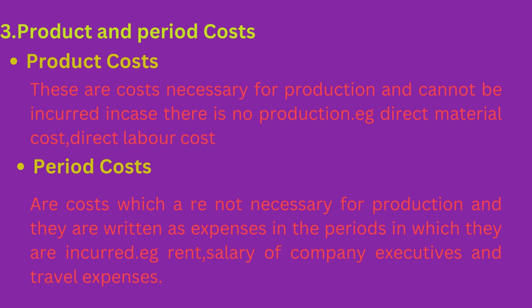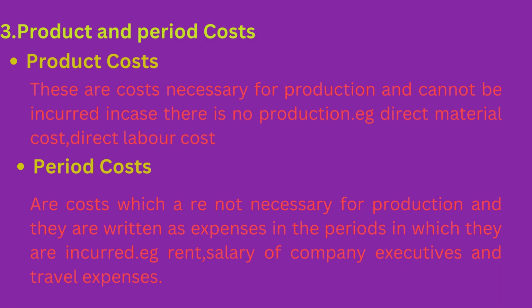The third class of costs is the product and period costs. Product costs are costs which are necessary for production and cannot be incurred in case there is no production. For example, we have the direct material costs and direct labor costs. These are costs which are only incurred if there is production and they are necessary for production.